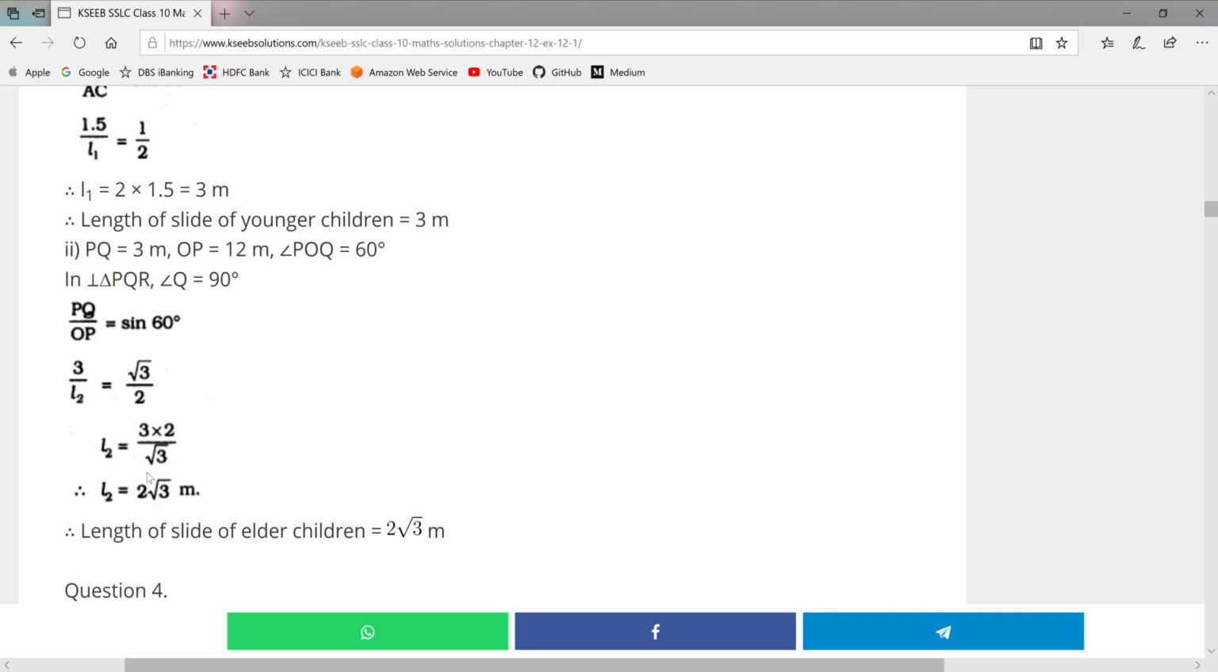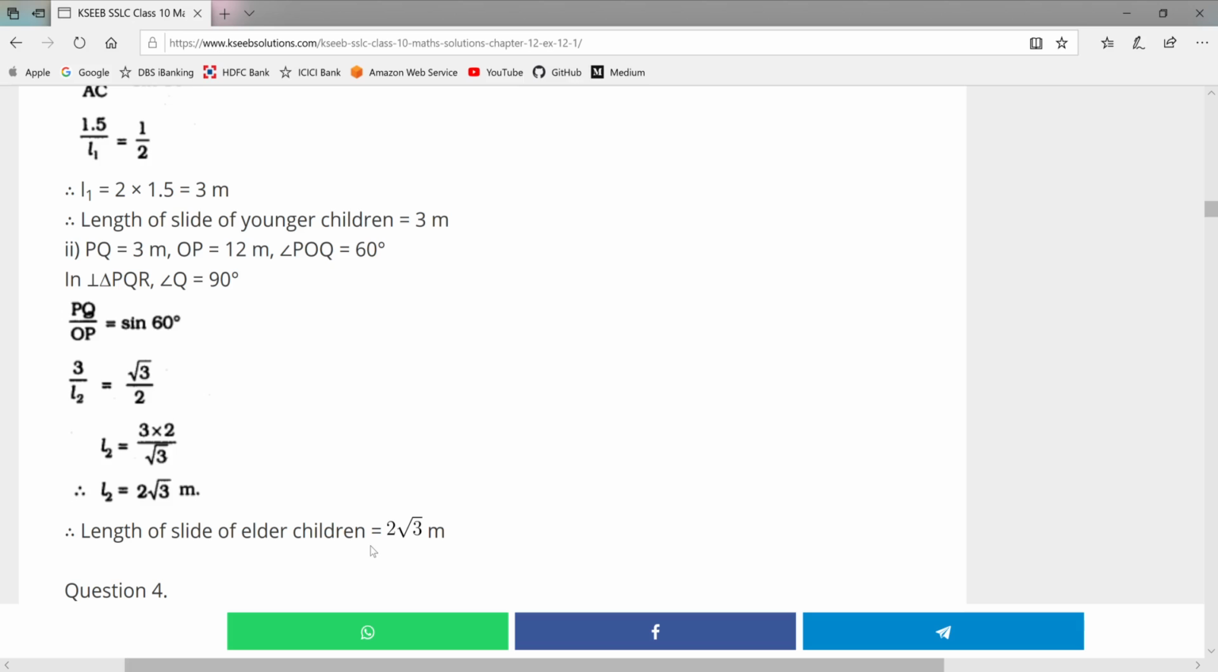So this is the value of L2. That is the length of the second slide, for elder children. So for younger children the length is 3 meter, and for the elder children the length is 2√3 meter. I hope you understood this problem.